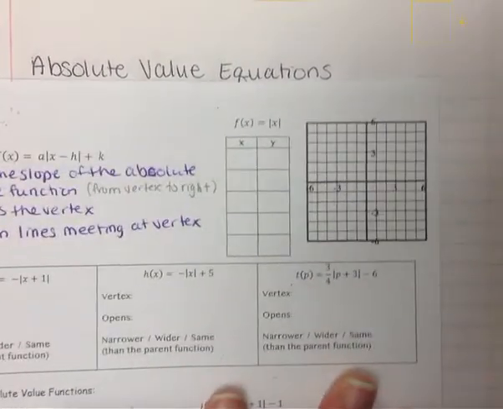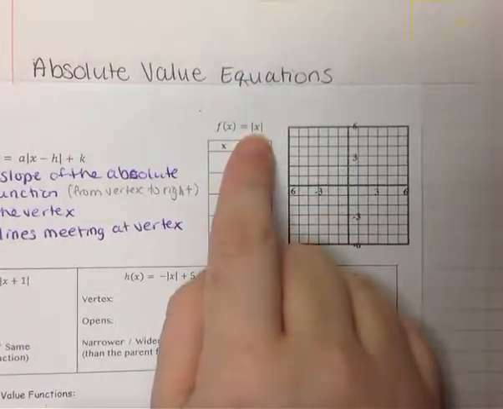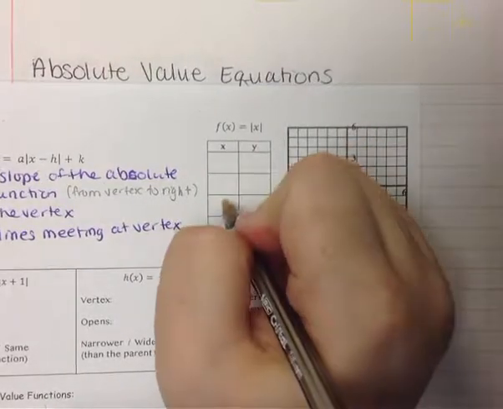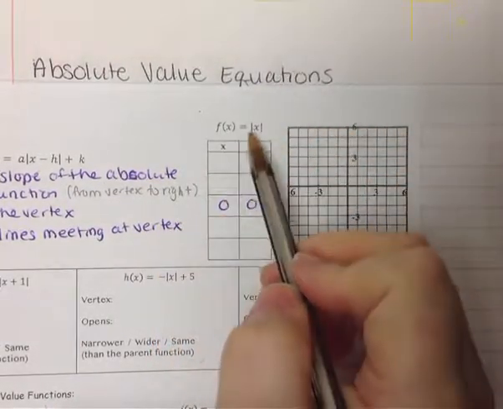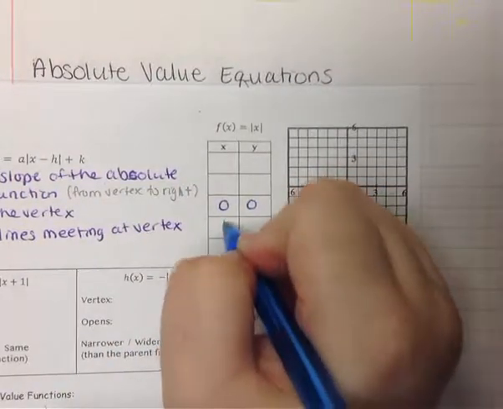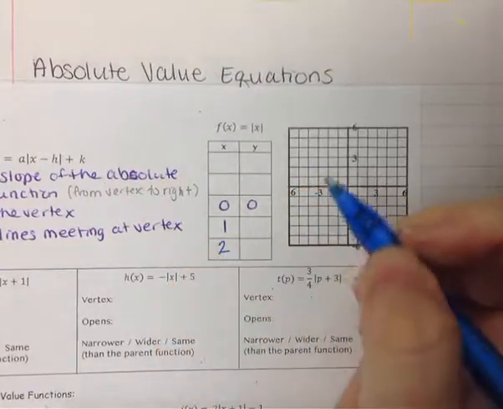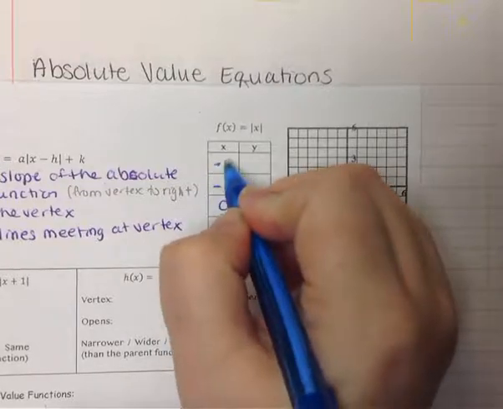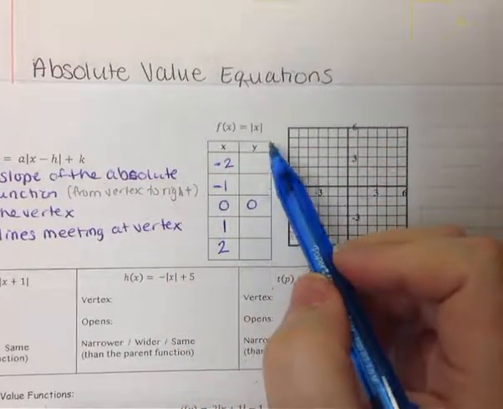So if you look at this example, f of x is equal to the absolute value of x. The parent function would have the vertex at 0,0, because the absolute value of 0 is equal to 0. So then when we look at other values, let's say the x value of 1 and the x value of 2, we can also look at the x value of -1 and -2. We want to know what those y values will be.